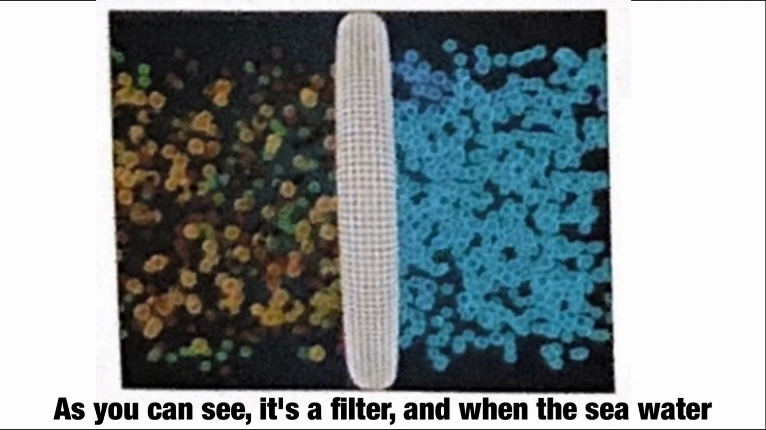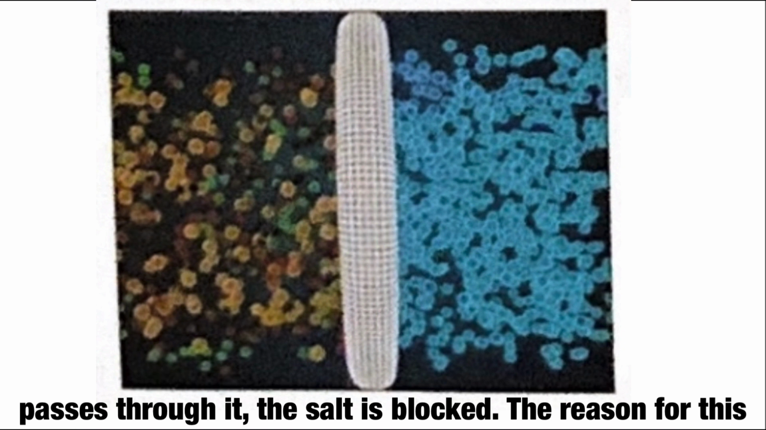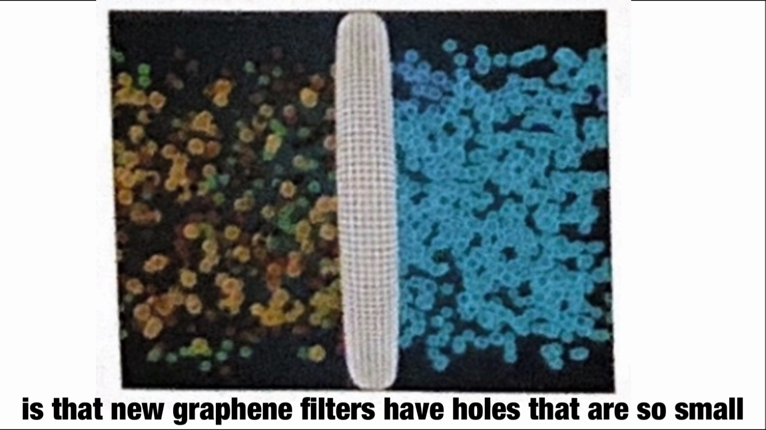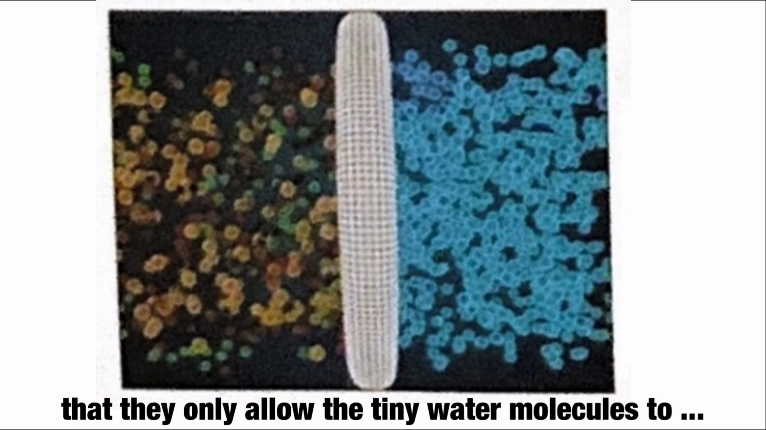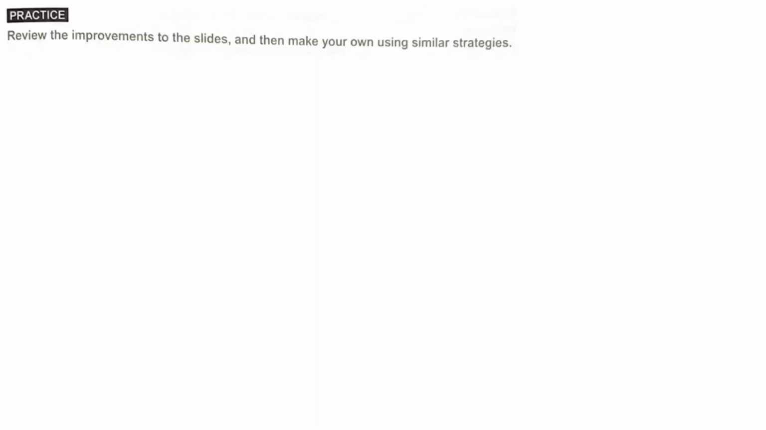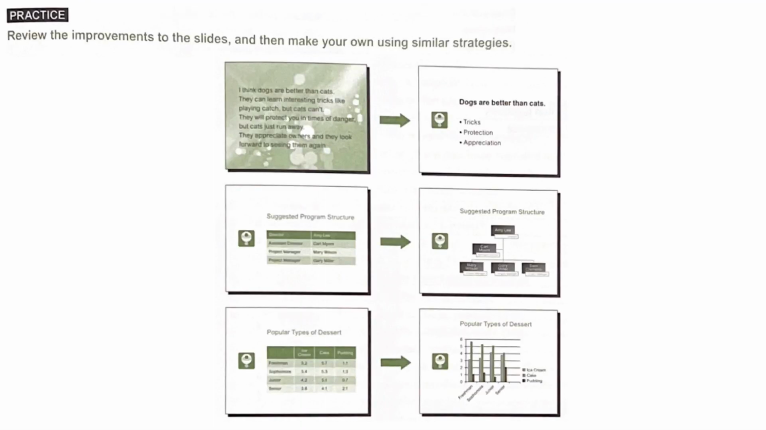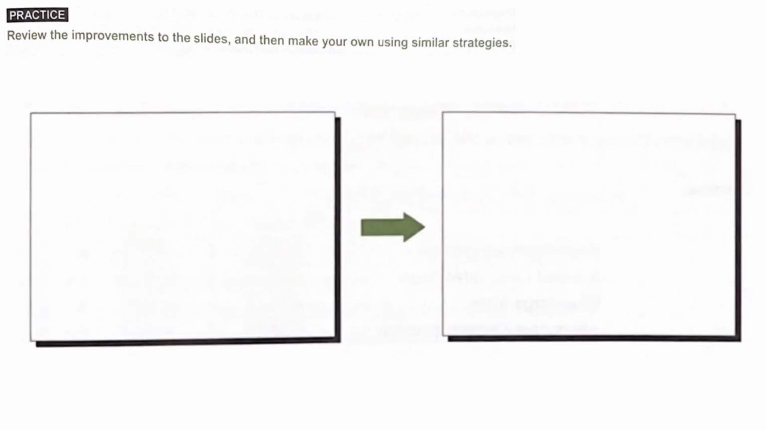As you can see, it's a filter, and when the seawater passes through it, the salt is blocked. The reason for this is that new graphene filters have holes that are so small that they only allow the tiny water molecules. Practice. Review the improvements to the slides, and then make your own, using similar strategies.